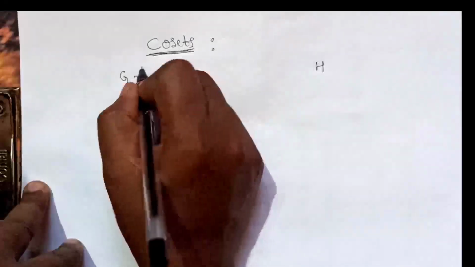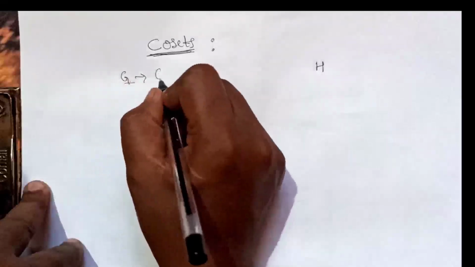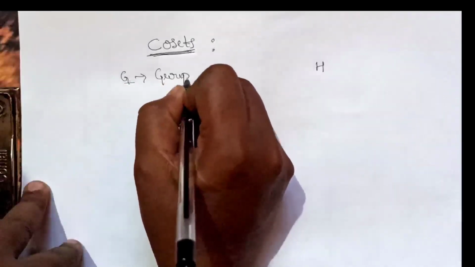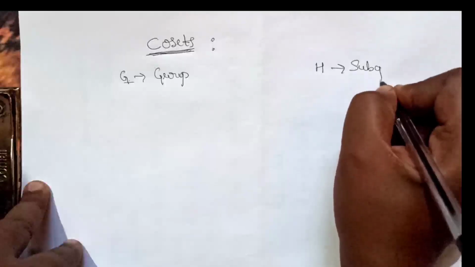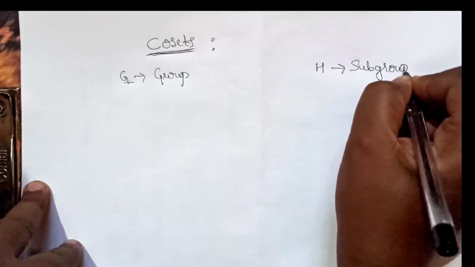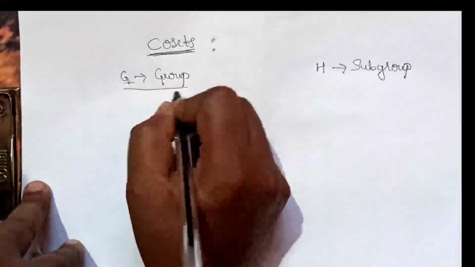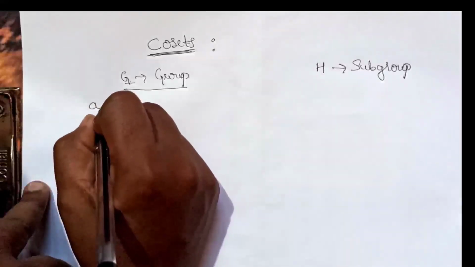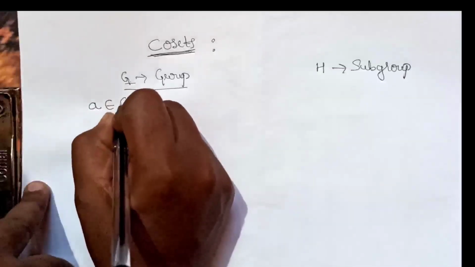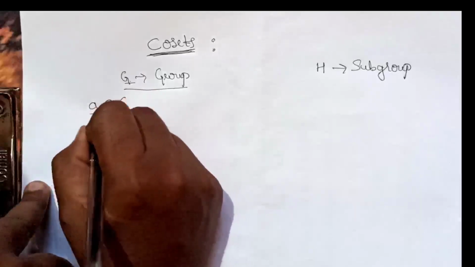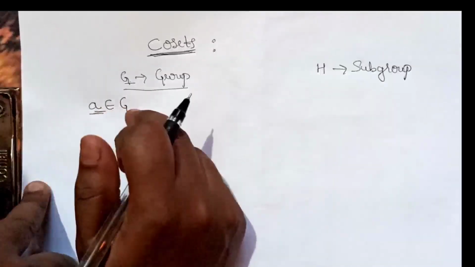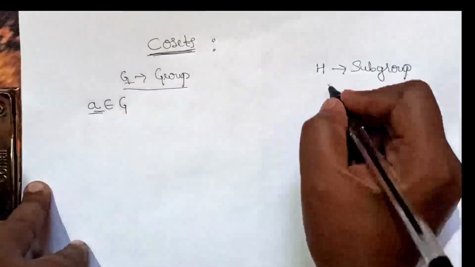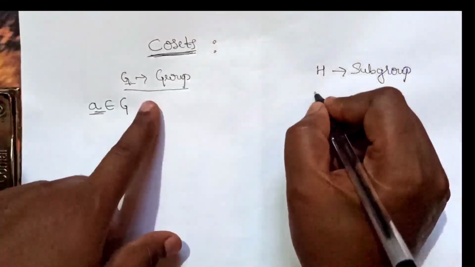So usually we denote a group by G. Okay, so this is the group, and it has a subgroup. Next, we consider an element which belongs to group G. So consider that element as a, where a belongs to G. Then we require a subgroup of G.